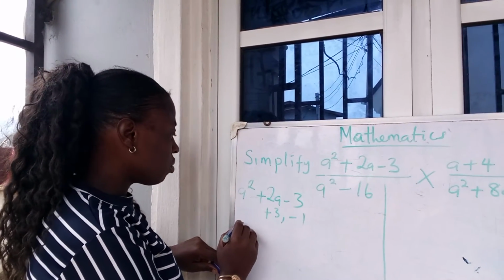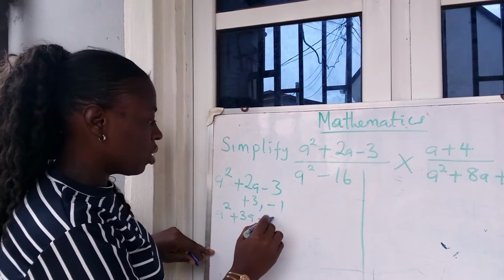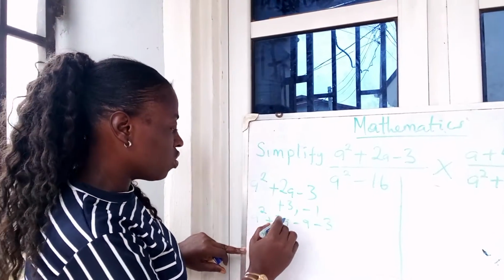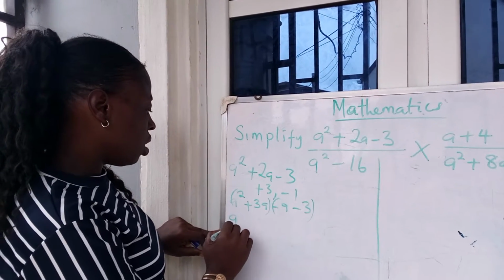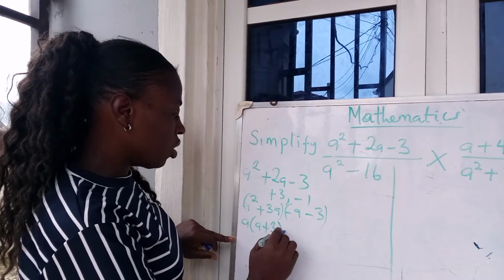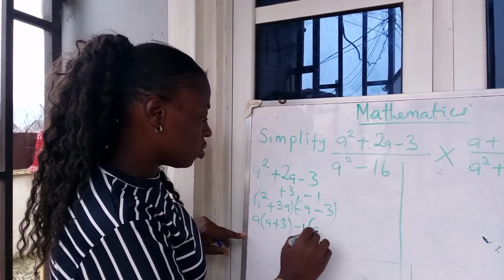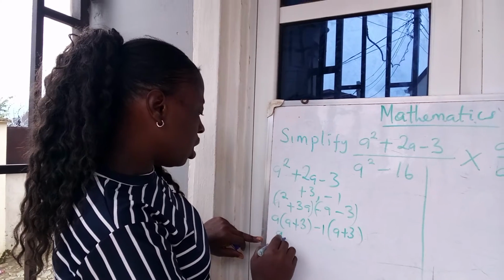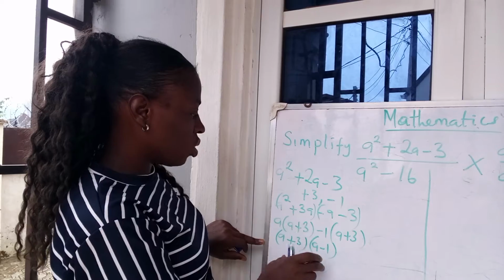We have a squared plus 3a minus a minus 3. And that will give me what? I have to factorize here. We have a into a plus 3. Then what is common here is minus a minus 1 into a plus 3. So I have factorized this one and I have this. That is a plus 3 and a minus 1.